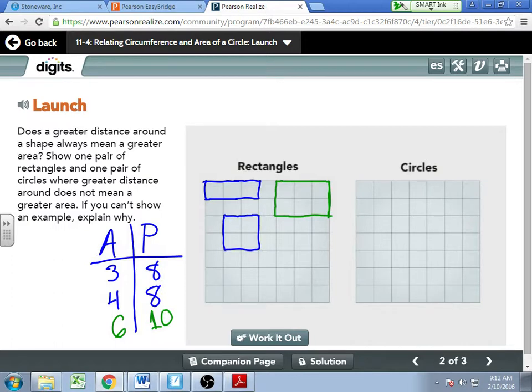I could do another shape with a perimeter of 10. Well, that'd be kind of hard. Let's get a bigger perimeter, but can I get a smaller area? Can I get a bigger perimeter with a smaller area? So what if I go, I may run into my other shapes.